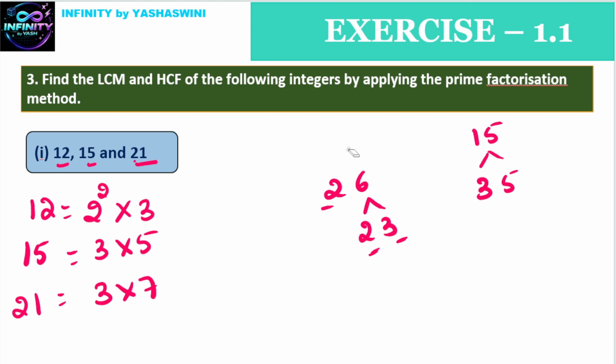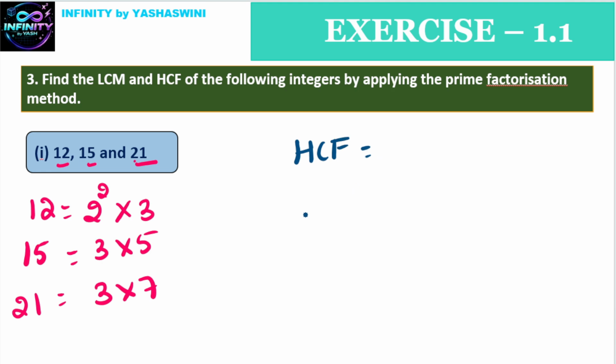Now we expressed all the numbers as a product of prime numbers. Now let us find HCF and LCM. To find HCF, what is the rule? We have to remember common factors with lowest power. Here the only common factor is 3. Therefore, 3 is the HCF. When you don't have any common factor, then 1 is the HCF.